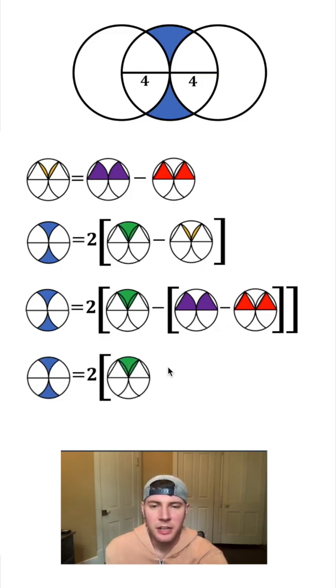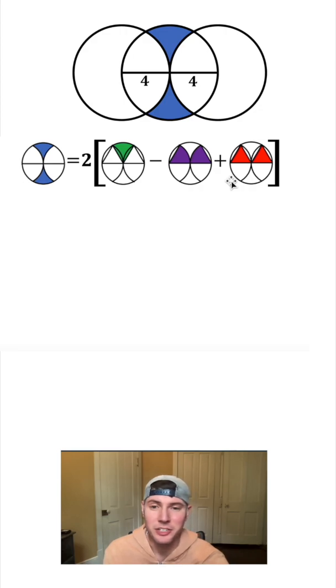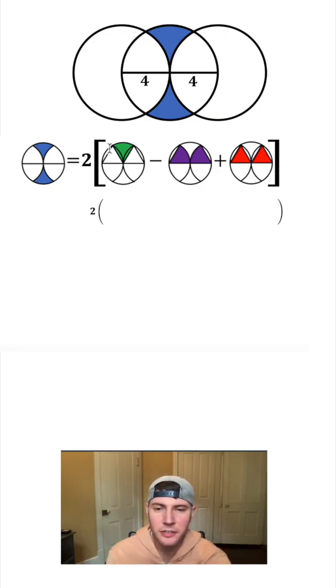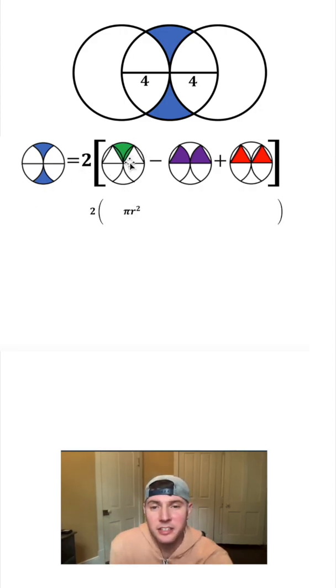Next, we can bring this down and distribute the negative to the purple. So negative purple is just negative purple. And then negative red is going to be positive red. Now we can start using some equations. We have a 2 on the outside. The area of an entire circle is pi r squared. And this sector is 60 degrees out of the whole 360. So we'd say 60 over 360.